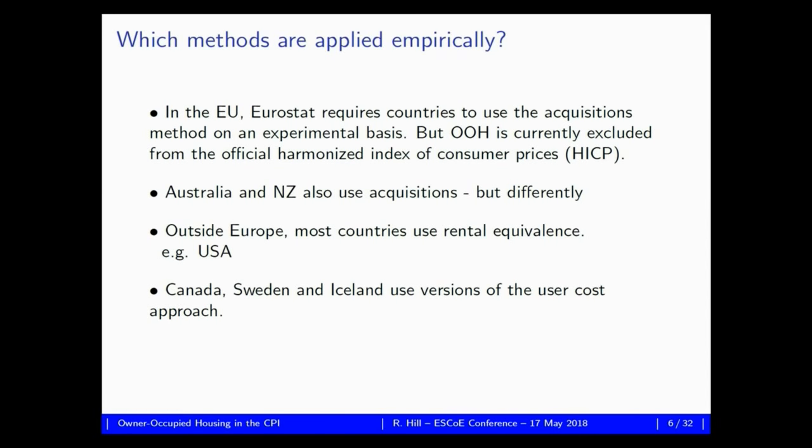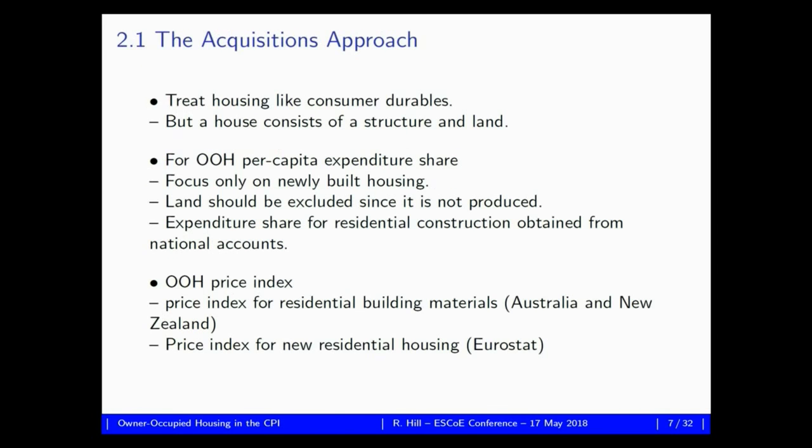It's easier if you're just looking at individual countries. But anyway, so far they still haven't managed to get owner-occupied housing into the CPI. So this is 14 years and counting on that. Australia and New Zealand also use the acquisitions approach. Outside Europe, most countries use rental equivalents, particularly the United States. Many European countries also use rental equivalents in their own CPIs, separate from the harmonised index, and for example, the CPIH here in the UK uses rental equivalents. But there are a few countries that use versions of user cost, Canada, Sweden, and Iceland being, I think, the main three. Okay, so let's look a bit at each of these methods.